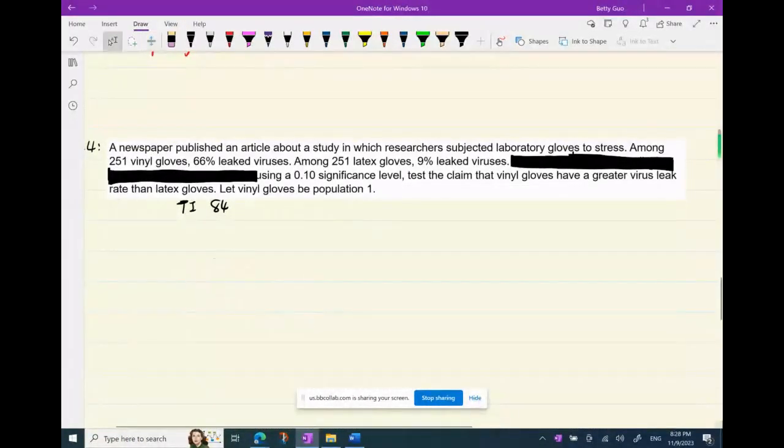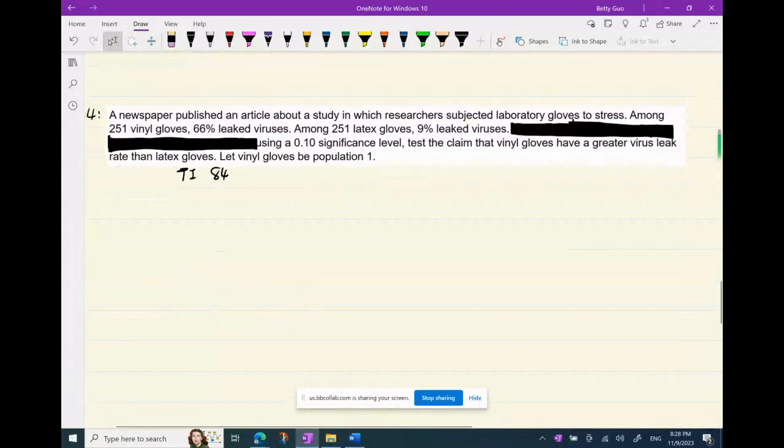A newspaper published an article about a study in which researchers subjected laboratory gloves to stress. Among 251 vinyl gloves, if I pronounce anything wrong, please let me know, 60% leaked viruses. That's bad. I would say this is a p1 hat.